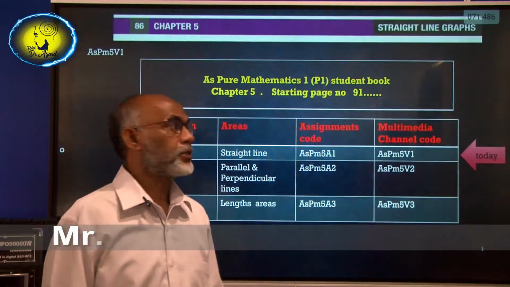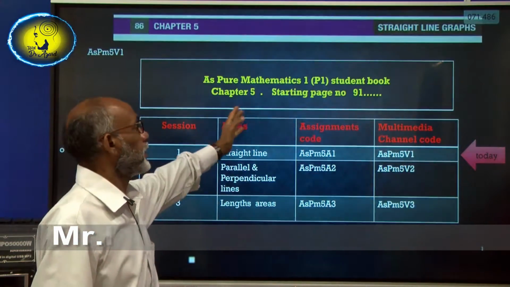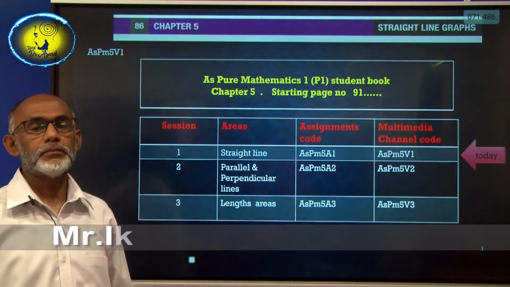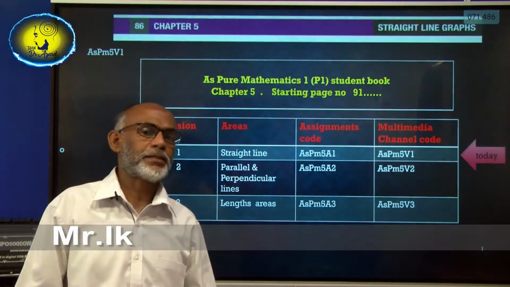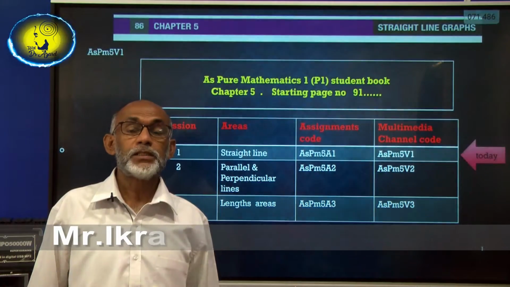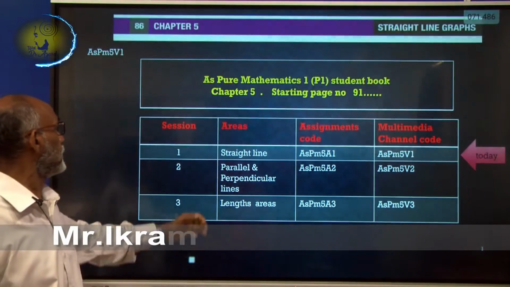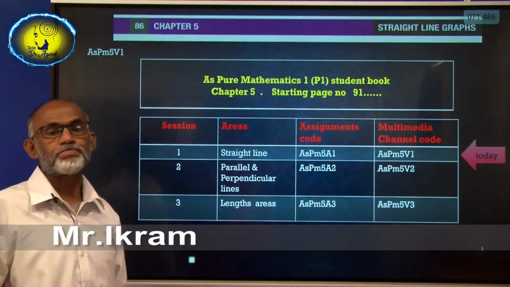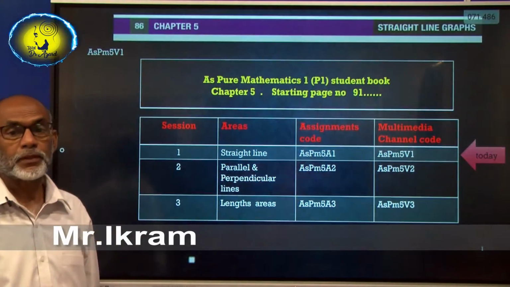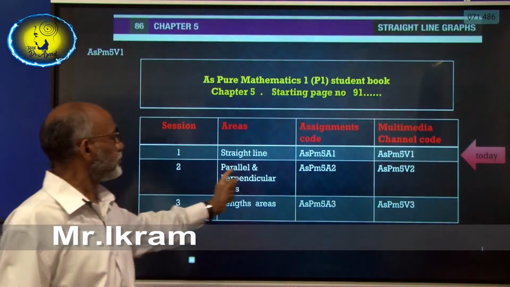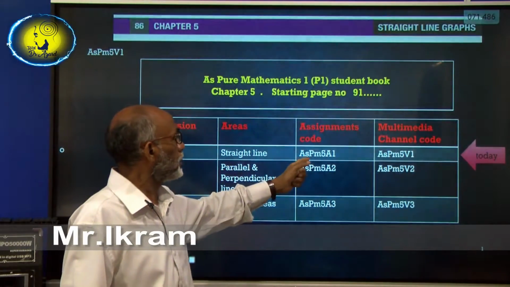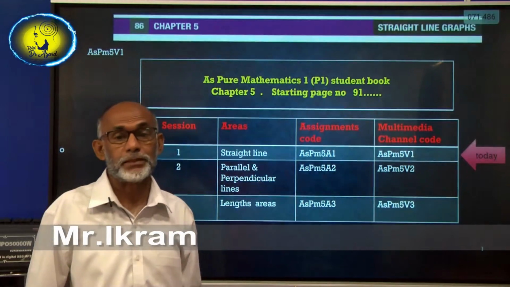Today's session we will be starting AS Mathematics chapter 5. Like last time in chapter 4 we divided the chapter into 3, here chapter 5 is divided into 3 areas: session 1, session 2, session 3. Today's session 1, we are doing straight lines, and you are given an assignment number in your assignment.